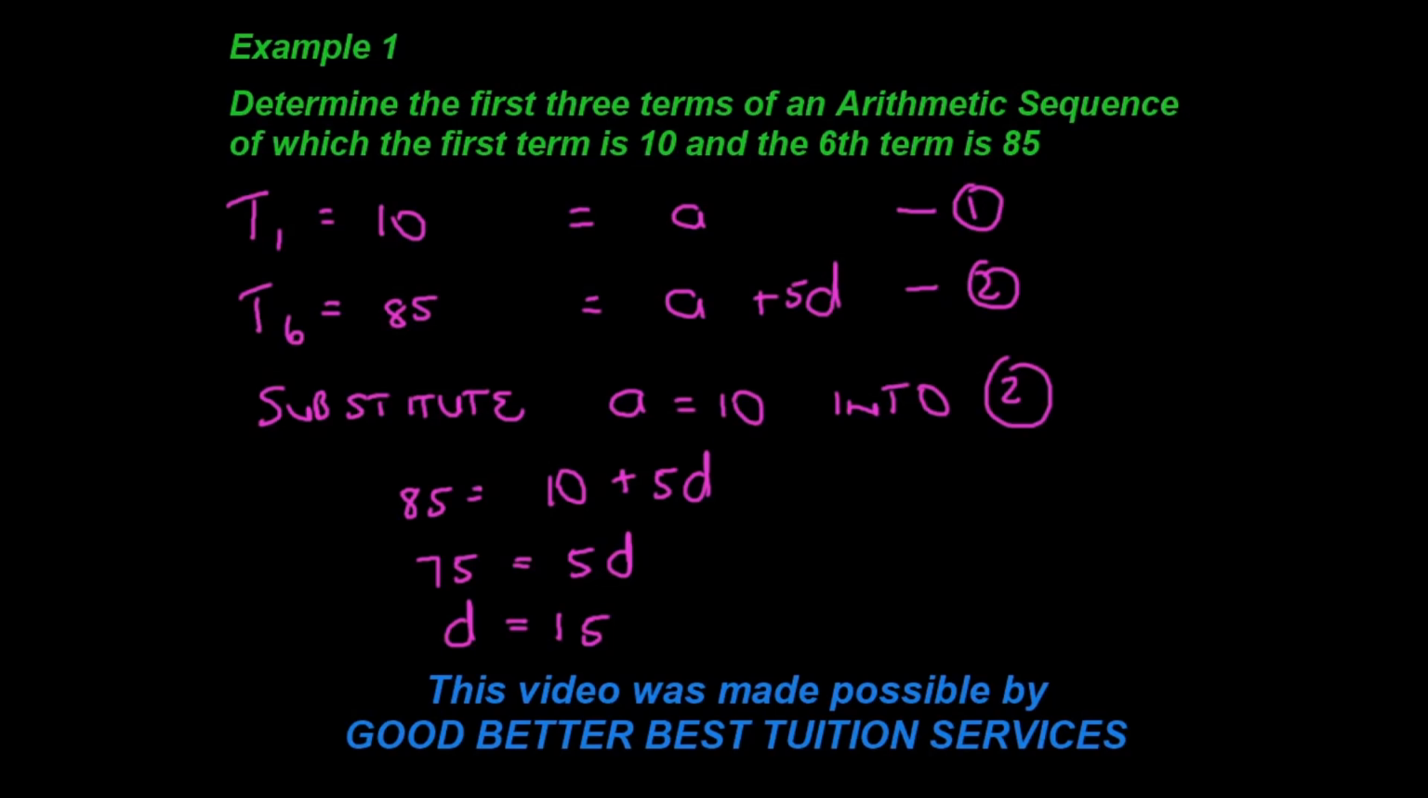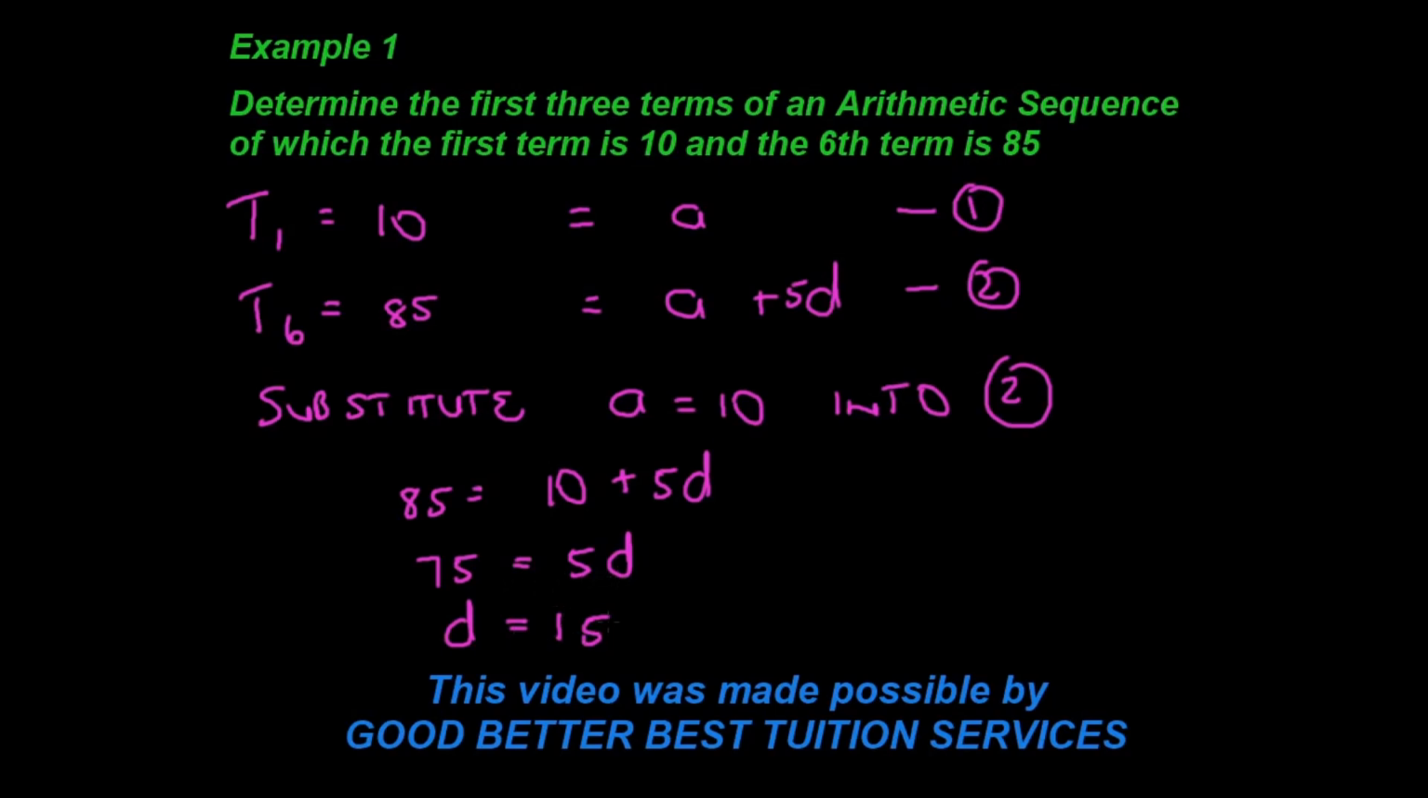What this becomes is a simultaneous equation, where that's your first equation, that's your second equation. And what we do is we substitute the value of a into this equation, giving us 85 is equal to 10 plus 5d. That gives me 75 is equal to 5d, and d is equal to 15.